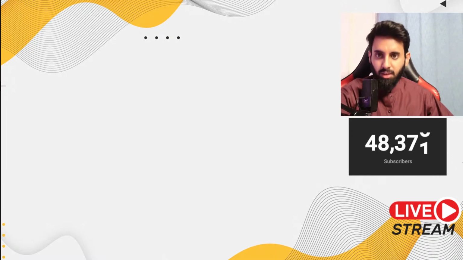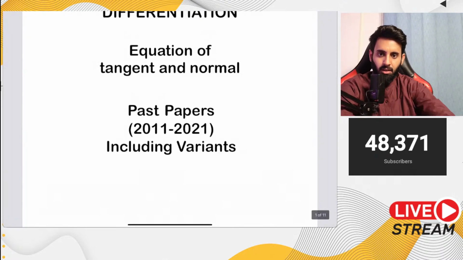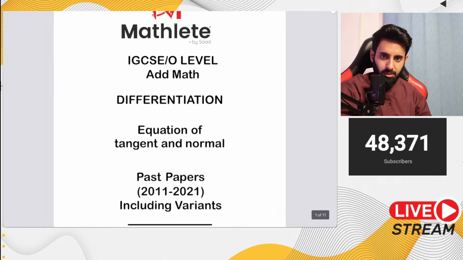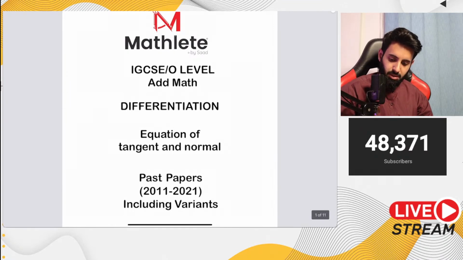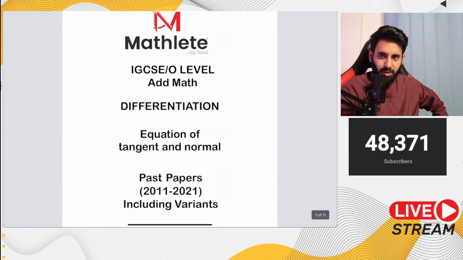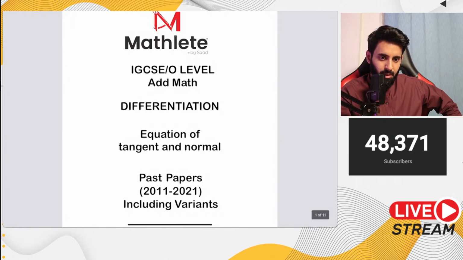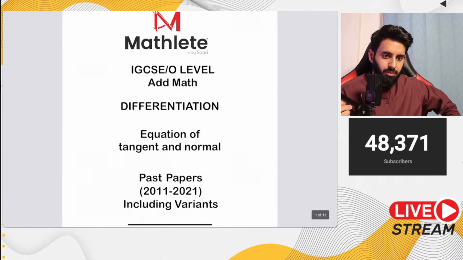Okay, let's start. I was just getting the file ready. So here it is, differentiation, equation of tangent and normal. This is what we're going to solve today. I have taken out around 7-8 questions, but these questions are lengthy, so even though 7-8 may not sound like a lot, it's going to take us quite a while to solve them.